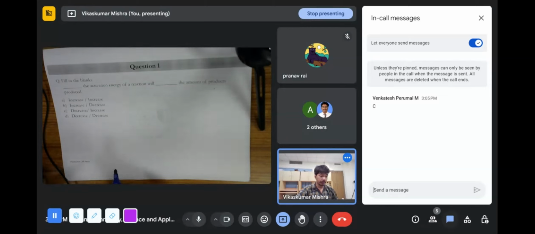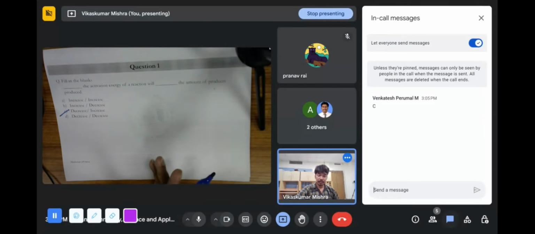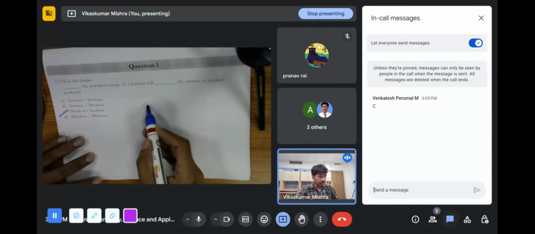Venkatesh is saying it's C, and yeah. So see, one more thing is that it can be multiple choice. Okay, so there can be multiple selection type, two or more than one answers. So we have to look at all of them. Okay. So, what is the activation energy first of all?